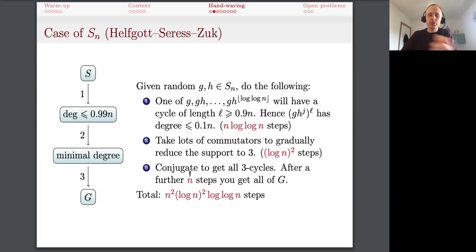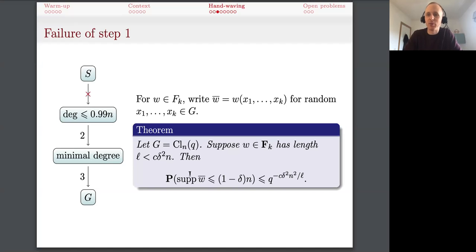But actually we don't. So we decide we're not going to do that. So we do the opposite of step 1. We actually prove that step 1 is just too hard. So let W be any word in the free group, and I'm going to write W bar for W evaluated at my generators. Step 1 is saying I'd like to find some such word which has degree less than n. And what we prove is that actually that just doesn't happen.